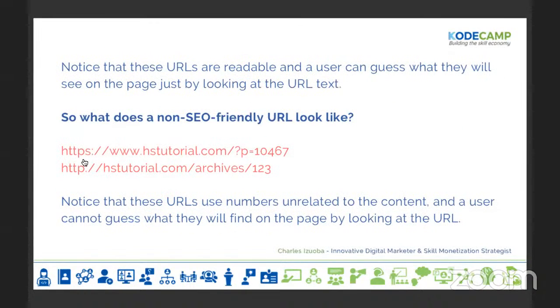Now, take a look at the URLs you can see here. This is hstutorial.com. Of course, you know this is the domain. Then /?p= and a number. What does it mean? We can't even interpret this. What does it mean?